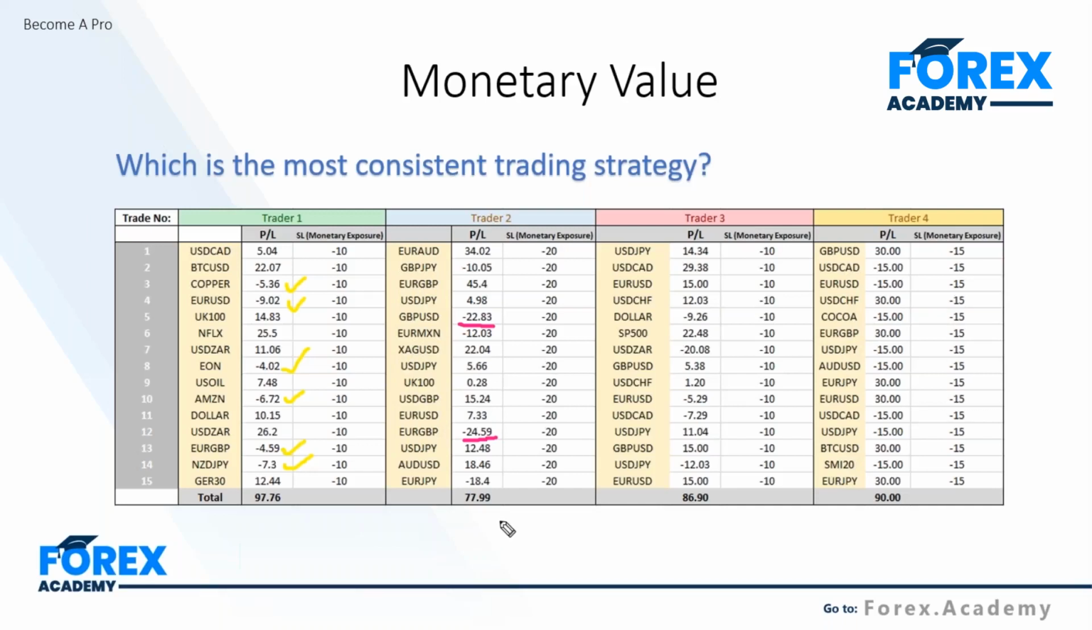Okay, Trader 3 again. So we have 10 euros again for monetary exposure. Let's go through some of his trades. Again, what we can see, some great trades there. Again, cutting losers short, that's fantastic. But again, a big no-no. We've taken a 20 euro loser, twice the loser on the size of the trade.